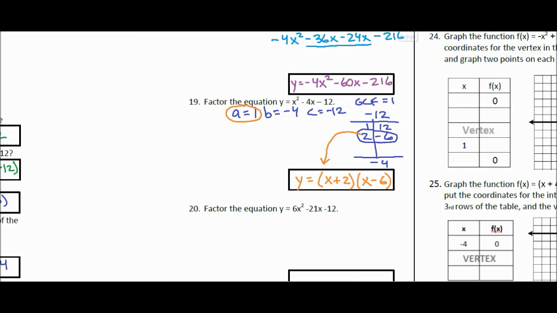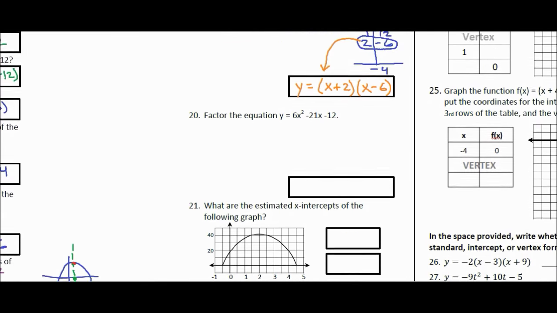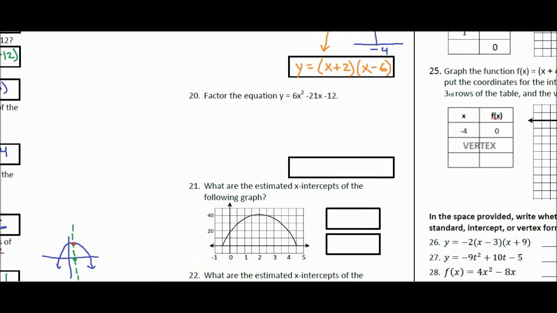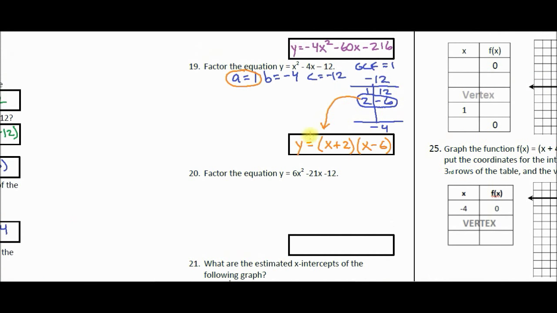I already know this is not as easy of a problem. We might have a hard time fitting all this work in. I'll do my best to fit it in here. We've got y equals 6x squared minus 21x minus 12. We have to factor this. Remember, class, factoring is just changing it into a different form, called factored form.